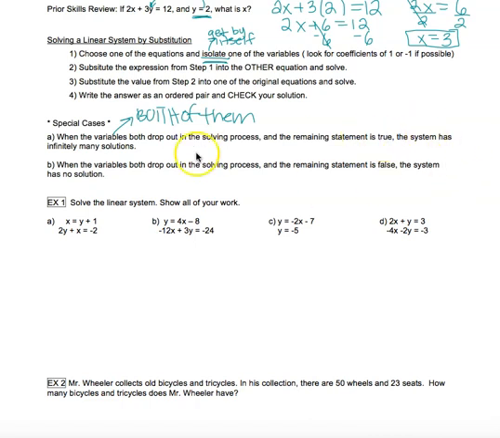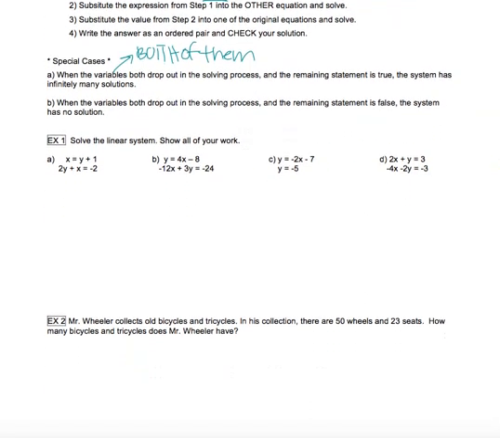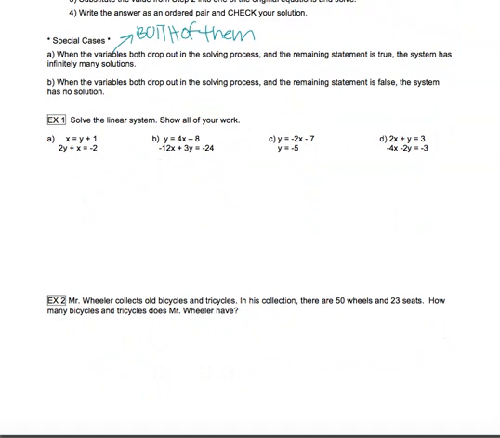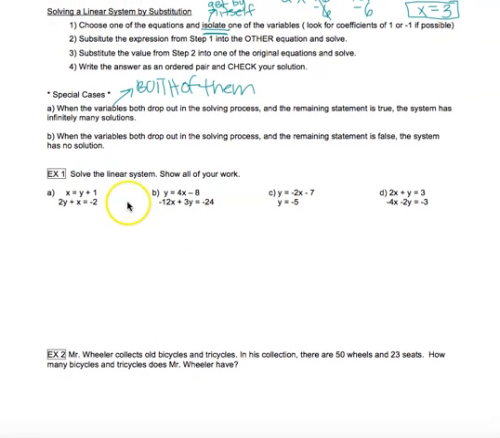When the statement is true, that's when it's infinitely many. When the statement is false, that's when it's no solution. Okay, so we're going to do some examples here of solving the linear system. So I'm just going to run through and kind of read the steps as we go.